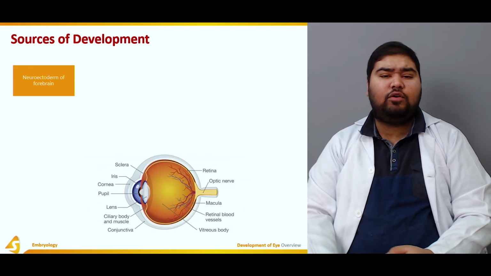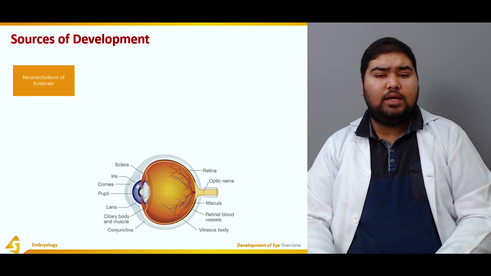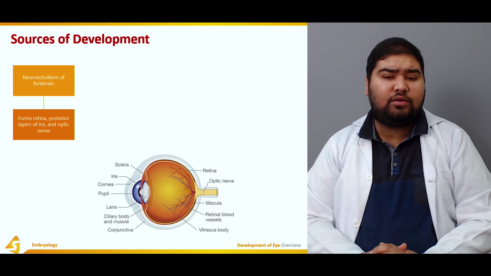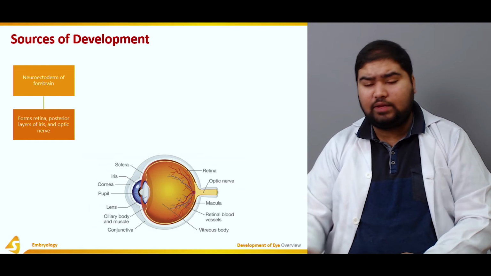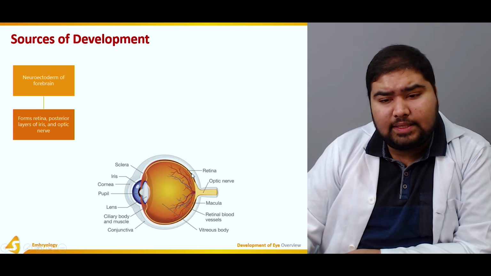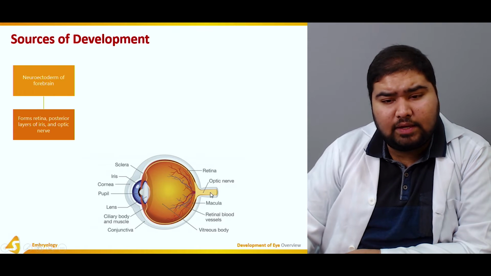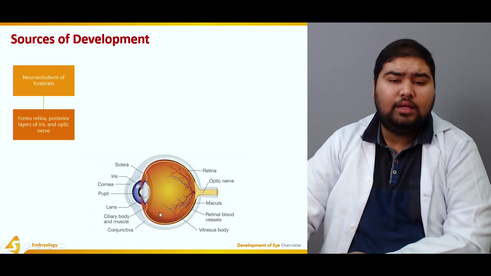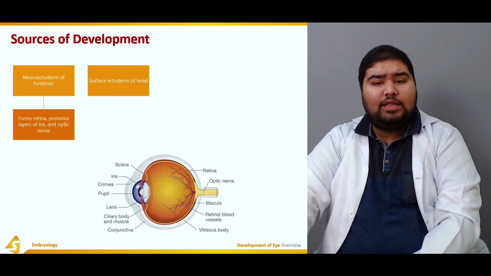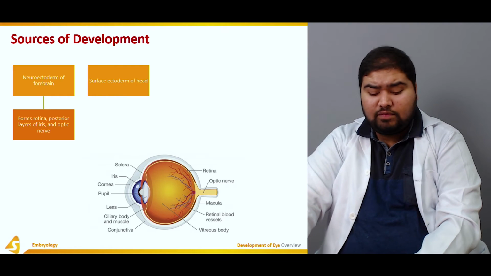So, first of all, in the sources of development, we have the neuroectoderm of the forebrain, which gives rise to the retina, the posterior layers of the iris, and the optic nerve. So, this is the retina, this is the optic nerve, and the posterior layers of the iris are actually formed by the neuroectoderm of the forebrain. Then we have the surface ectoderm of the head.